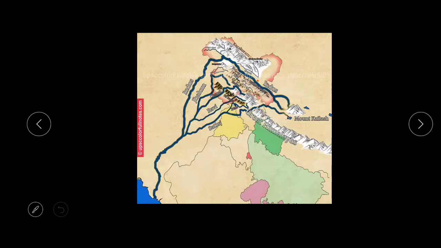The name has its origin from the Sanskrit word Sindhu, meaning river or stream. This river Sindhu has also been mentioned in the Rig Veda in India. So that is all about the Indus River of India and Pakistan. Clear?